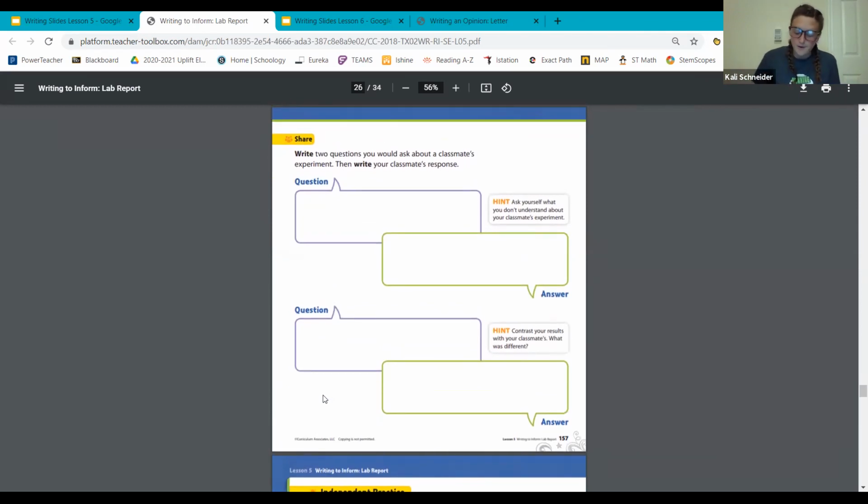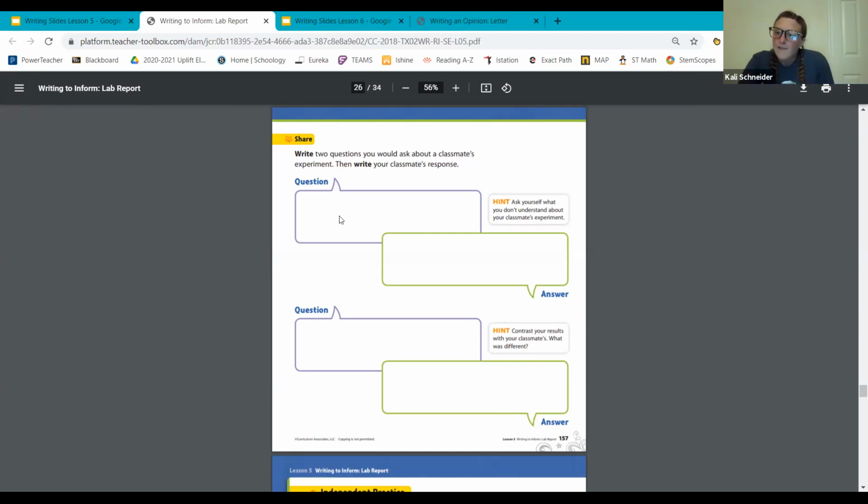So let's go ahead and turn to page 157, and think about maybe what wasn't clear as you listened to your classmate or read your own. Read the notes you write while someone is speaking and while you're listening, and think about questions you could ask that would help understand what your classmate reported or what someone might ask you. So our goal today is to write 2 questions you would ask a classmate in an experiment, then write your classmate's response, or write your own response.